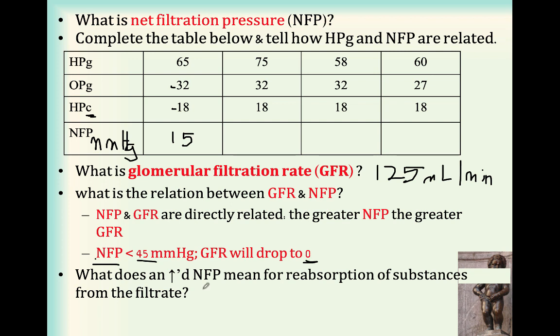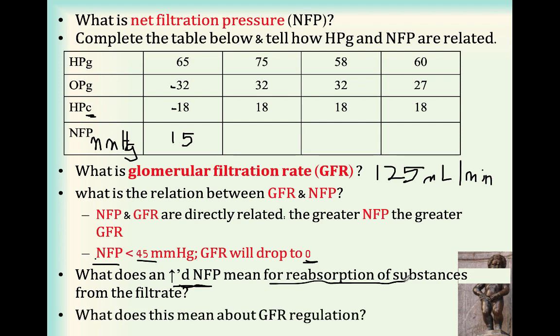Well, you know, if the net filtration pressure is going up, reabsorption of substances is going to become less effective. We don't reabsorb as fast as we could before. That's because the filtrate is moving through the nephron faster. So we don't reabsorb as much as we want to. And so that means it's important that we regulate the glomerular filtration rate. We don't want it to drop too low or you die, but we don't want it to get too high either.